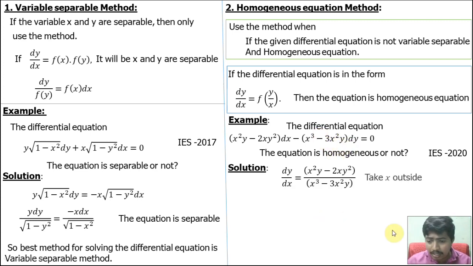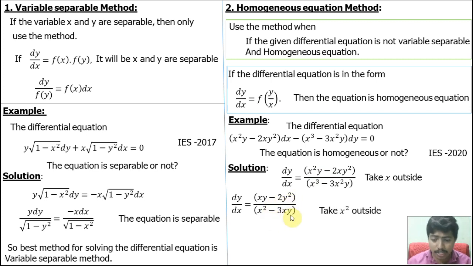So take x outside on both numerator and denominator. We will get dy by dx is equal to (xy minus 2y squared) by (x square minus 3xy). Now take x square outside, only simplification. Now we will get dy by dx is equal to (y by x minus 2 into (y by x) whole square) divided by (1 minus 3 into y by x).